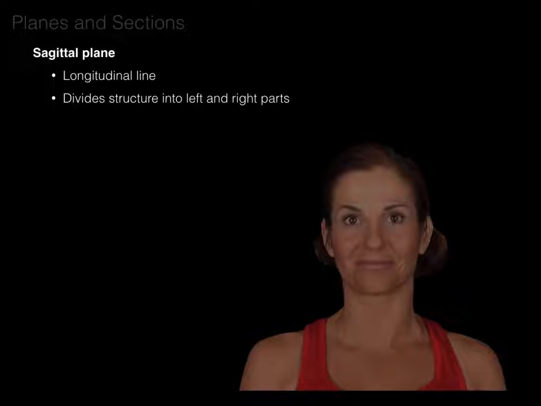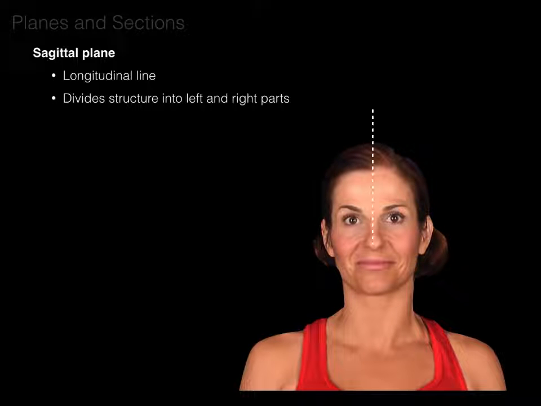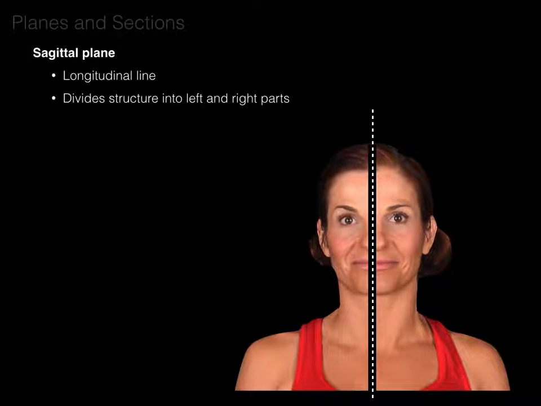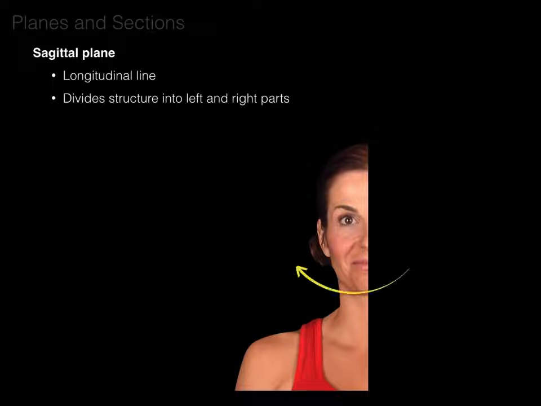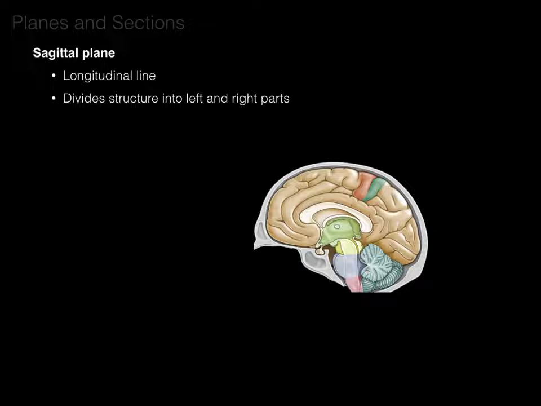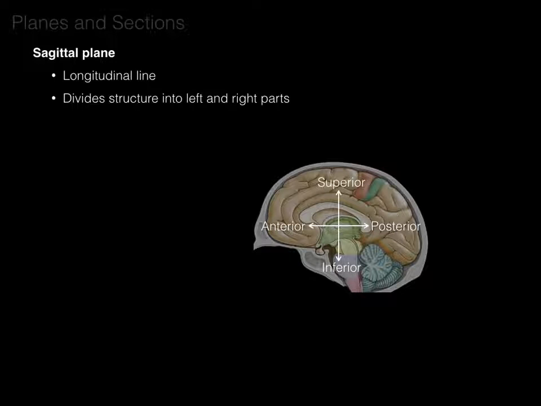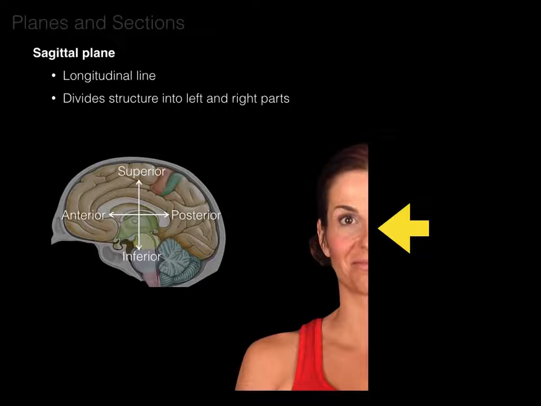And what is the sagittal plane? Well, it is a longitudinal line that divides structures into left and right parts. And so, for example, there we have the head and neck. We go shing, and we cut it, and then it's going to be from that view. And so the sagittal plane really helps to study anterior and posterior relationships and superior and inferior relationships inside the human body. And so there we have that view.